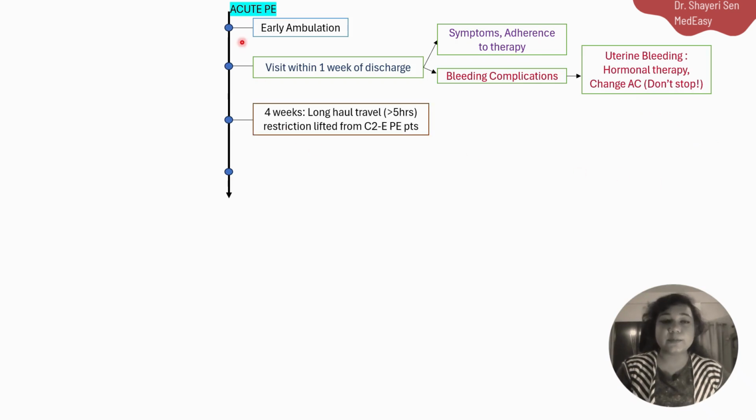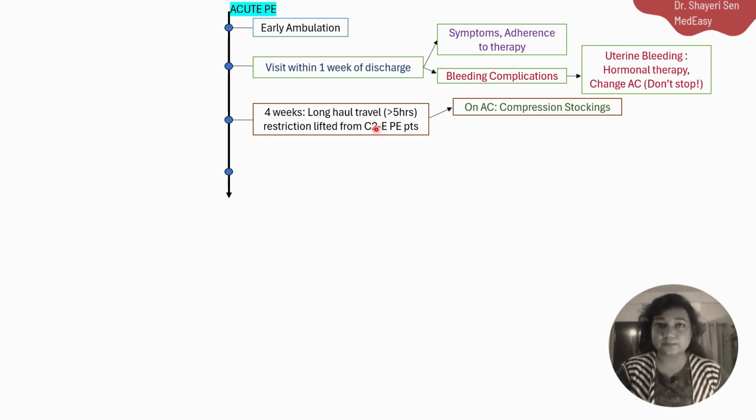Now, after an episode of acute pulmonary embolism, for the categories C2 to E, long haul travel was restricted for 4 weeks. At week 4, this restriction is lifted. Now, what's a long haul travel? It's a travel lasting more than 5 hours. And obviously, at week 4, the patient is still on anticoagulation. So, these patients are advised to wear compression stockings during a long haul travel.